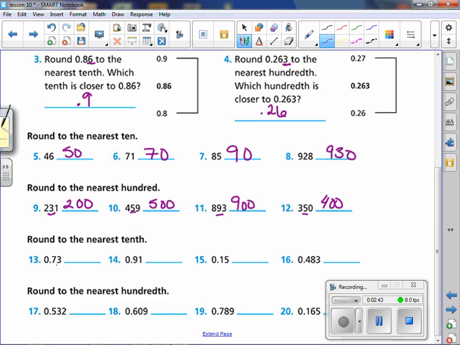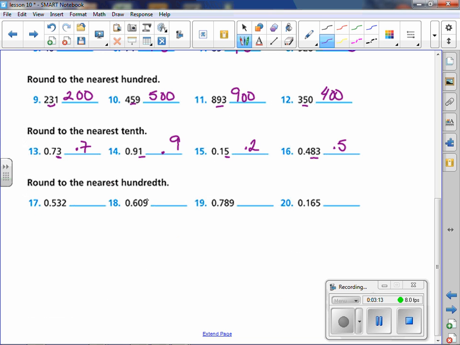Rounding to the tenths, so we're going to look at the hundredths place. The hundredths place is the bossy one. It's going to be the one that says what happens in this relationship. What are you going to do? So the 3 says to the 7, let it go, 7/10. The 1 says to the 9, let it go, 9/10. The 5 says to the 2, bump up, 3/10. The 8 says to the 4, bump up, 5/10, and you let all the rest of it go. Okay, when you're rounding, you don't write those other numbers down. That's been challenging for some of you.